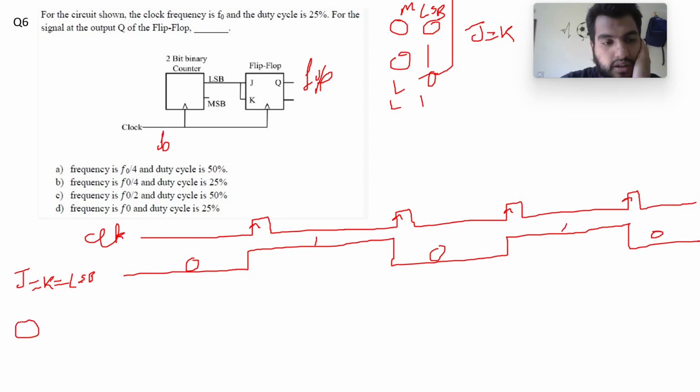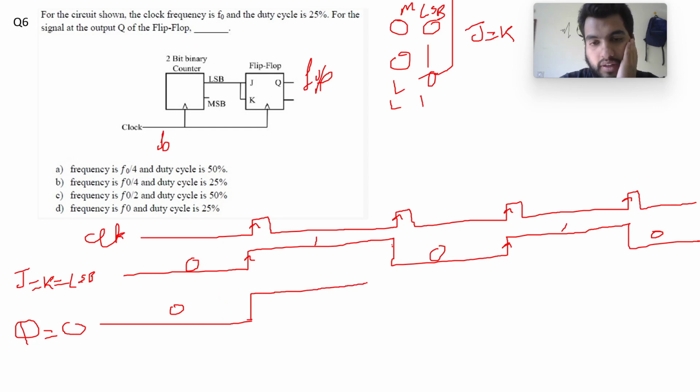Let's assume that the initial state of the flip-flop is Q equal to 0. Here at the rising edge of the clock, my input is changing from J equal to K equal to 0 to J equal to K equal to 1. That means the output will toggle, so if it was 0, it will go to 1. And at this rising edge, my input, which is J equal to K equal to 1, is changing to J equal to K equal to 0. That means the output will not change, it will remain at the previous state.